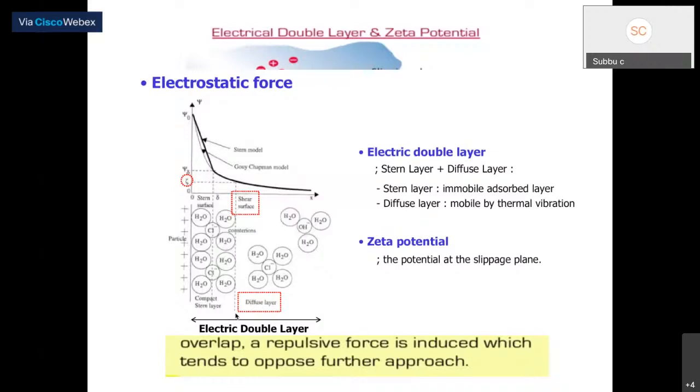You may not understand these things, but your teacher immediately tells you to vary the pH. Once you decrease or increase the pH, what are you doing? You're trying to create charges, either positive or negative. When you're creating charges, they will repel each other.